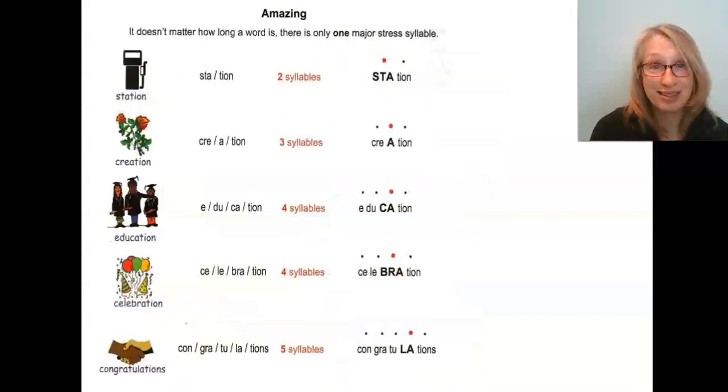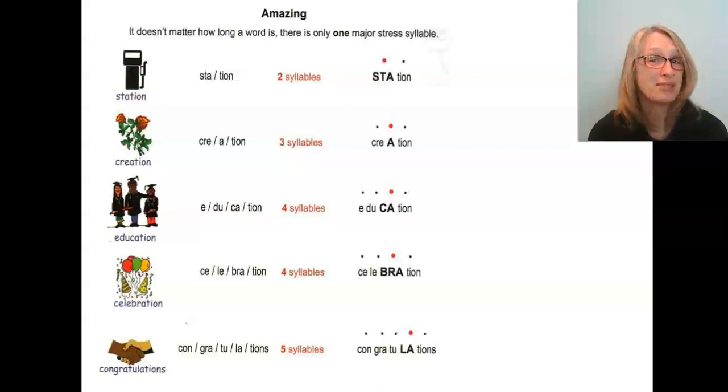So that's one little trick. Another little trick is this. I'm going to say each one of these words, and I want you to listen carefully. Say them with me as I'm saying them so you can hear the stress yourself. And then see if you can figure out what the little trick is for this one. Here we go. Station, creation, education, celebration, congratulations. Say it with me again. Station, creation, education, celebration, congratulations.